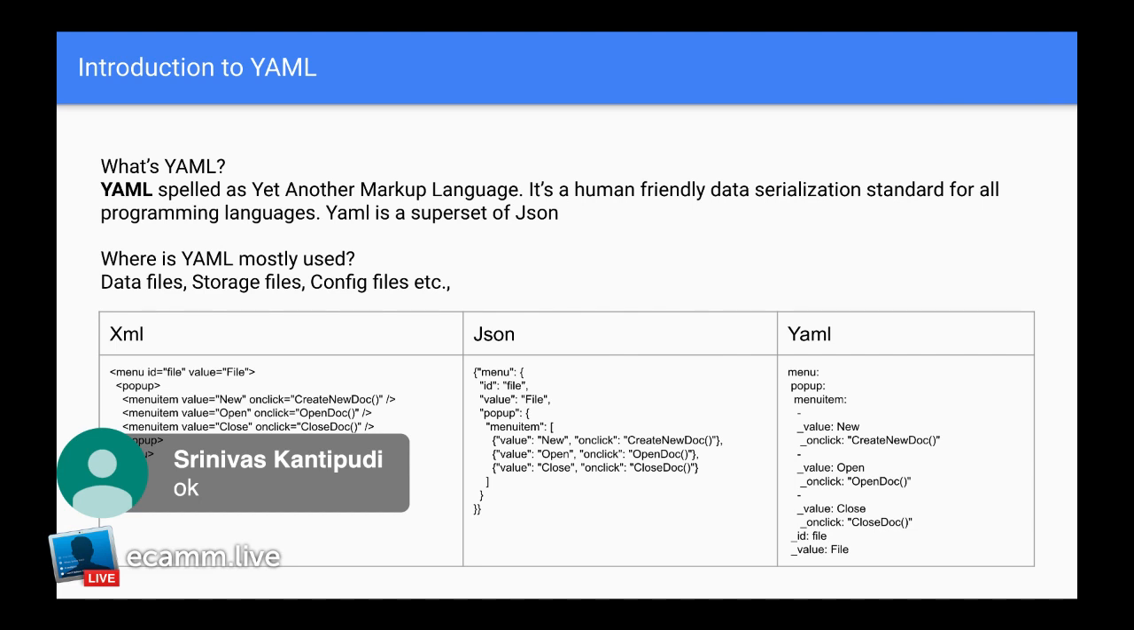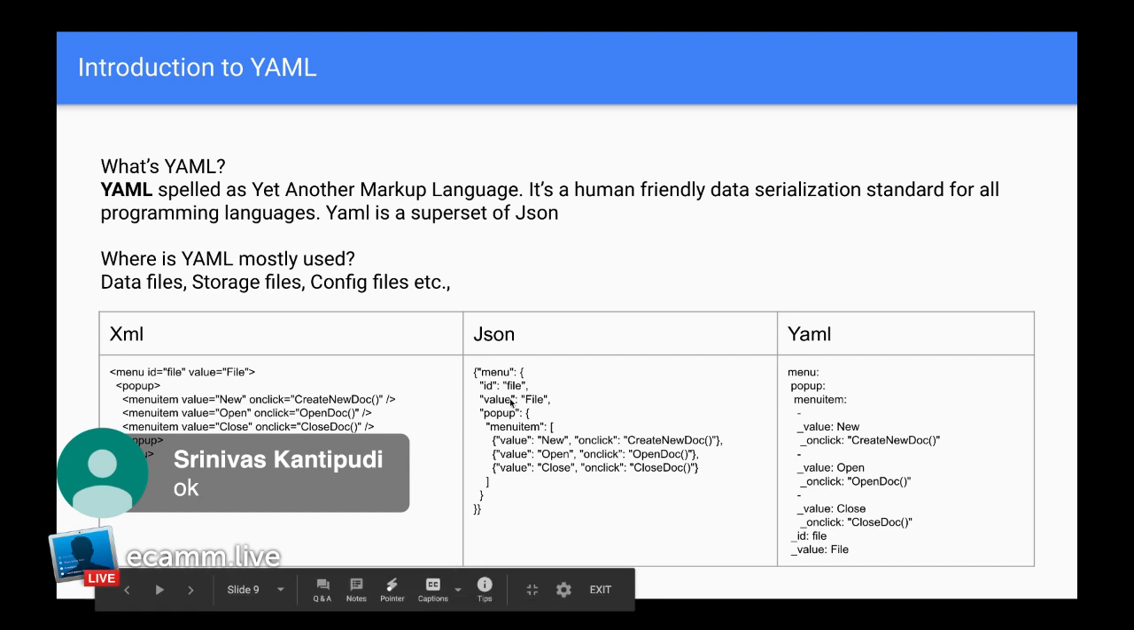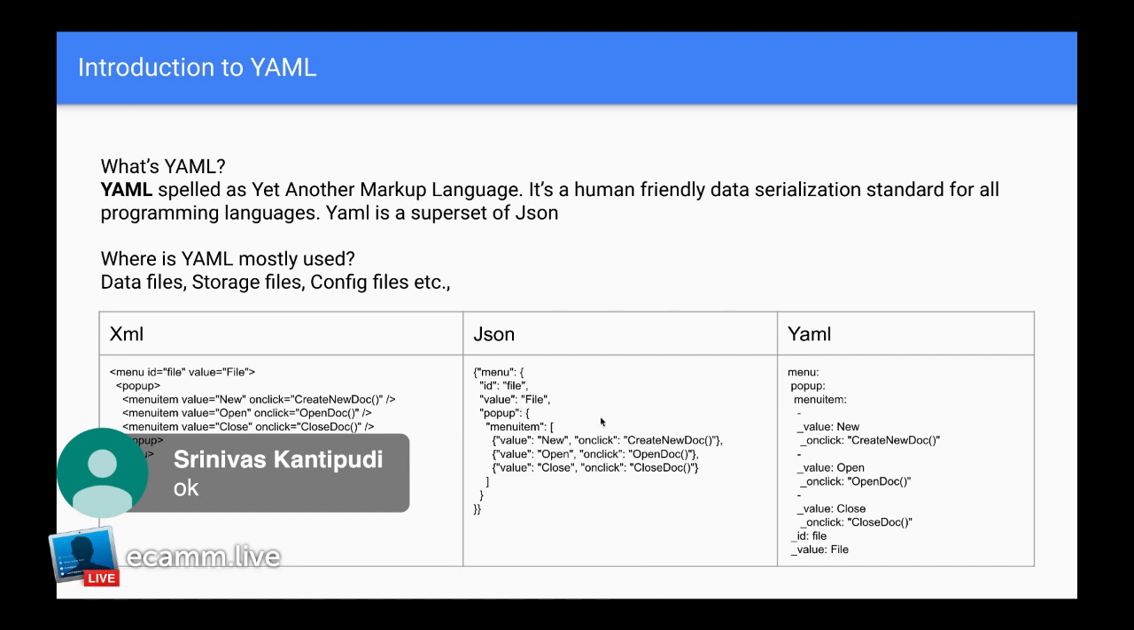So here is a small example. You can see a simple XML that I have on the very left side of this table, with a menu and a pop-up and three menu items. The same can be represented in JSON in this format with angular brackets. And coming to YAML, it's pretty straightforward. We call it key value pairs. We are going to see a demo in the next slide.